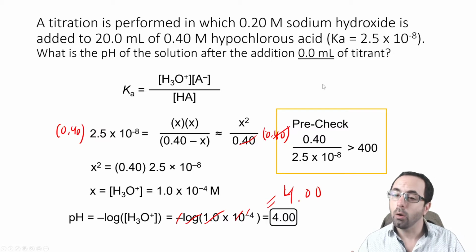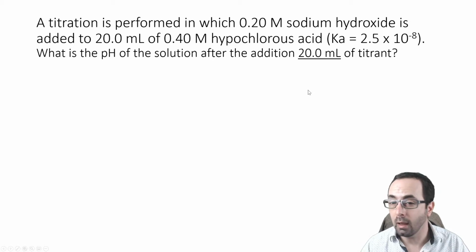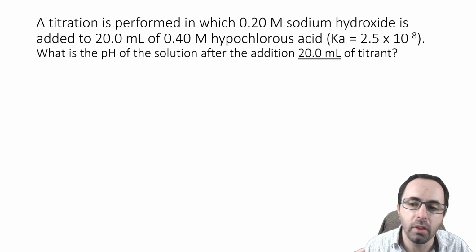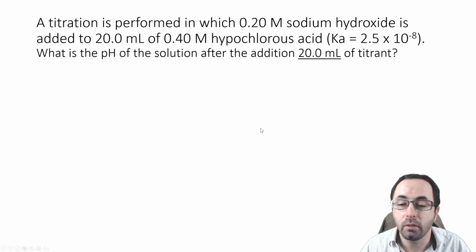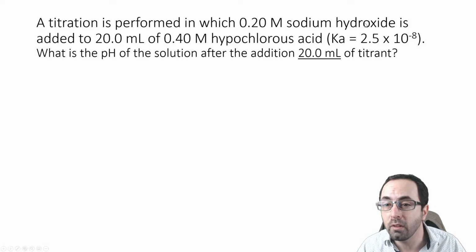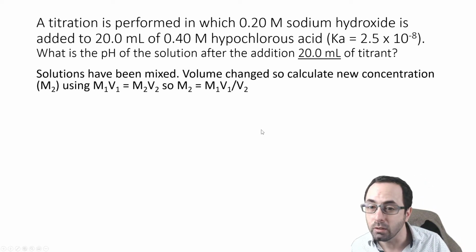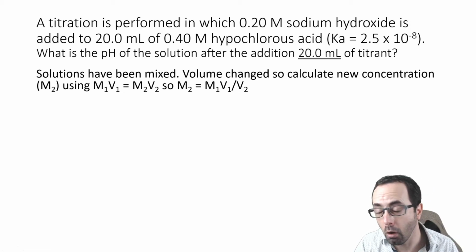But now we're going to start adding titrant. And so the next question asks, same titration, but now what is the pH after we have added 20 milliliters of the titrant? So at this point, we're going to have 2 steps. First step is going to be a stoichiometry step where we assume 100% reaction of the strong base until it is all gone or until our acid is all gone. And because we have now mixed solutions, we've got to calculate new molarities.